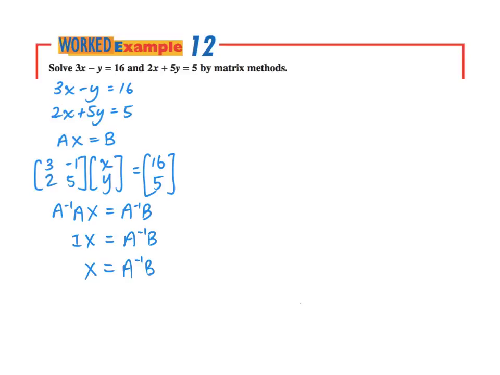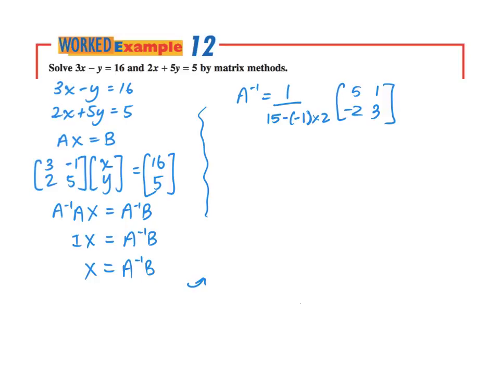Okay, so a few things that we need to find is we need to go ahead and find the inverse of A. So if we go ahead and find the inverse of A, this is going to be 1 over the determinant, which is 3 times 5, which is 15, minus negative 1 times 2. And on our matrix side, we swap the a and the d, which is 5 and 3, and make b negative and c negative as well. Okay, so finally we have 1 over 17, times the matrix 5, 1, negative 2, 3. So we've got our inverse of A.